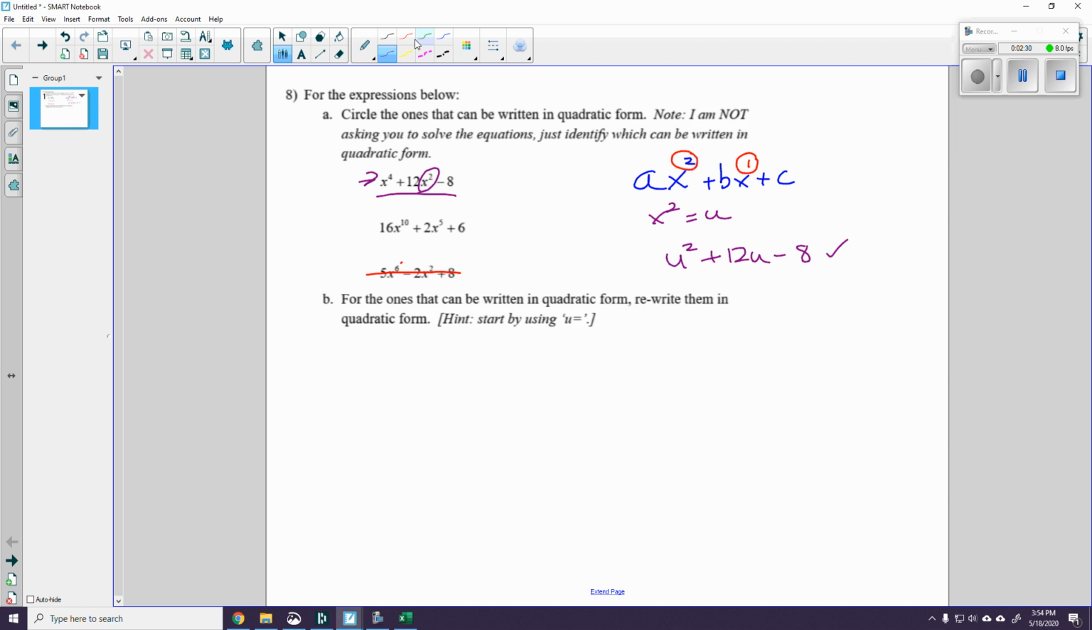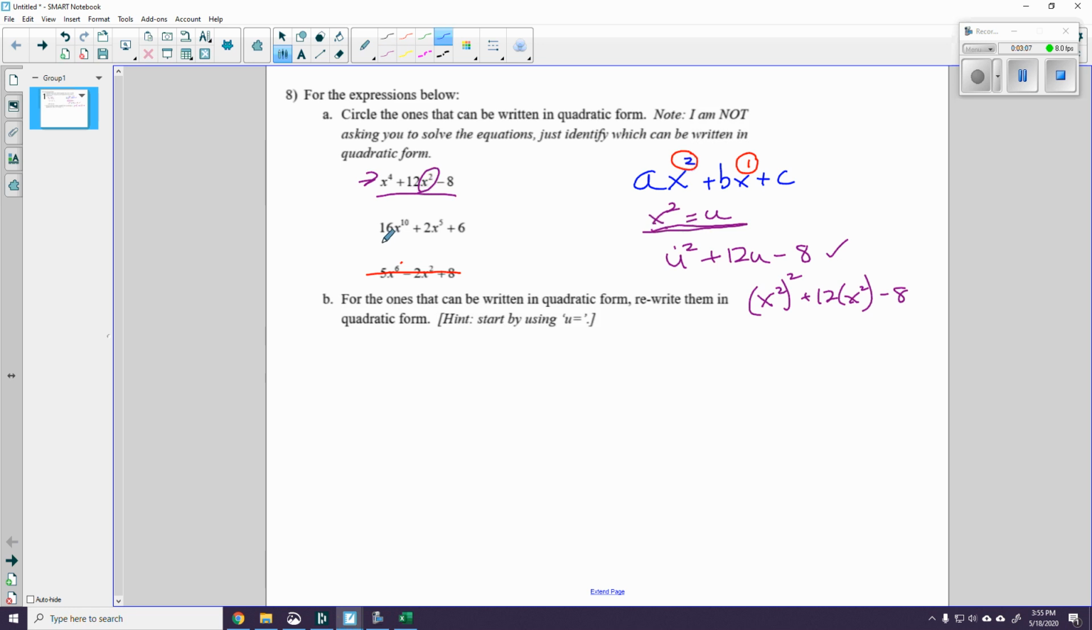And if I want to bring the x's back, I could say x squared squared, because u is equal to x squared, plus 12 times x squared. I'm putting it in parentheses so that I can see that it's the power of 1, and that's the power of 2, minus 8. So either of those is totally acceptable for writing it in quadratic form, as long as you specify that you are making x squared equal to u. Now let's look at the next one.